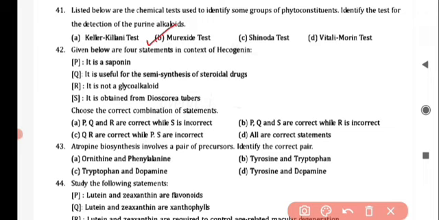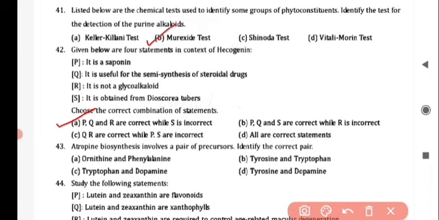Next question is given below are four statements in context of hecogenin. P is it is a saponin. Q is it is useful for the semi-synthesis of steroidal drugs. R is it is not a glycoalkaloid. S is it is obtained from Dioscorea tubers. Now choose the correct combination of statements. So the correct answer is option A, that is P, Q and R are correct while S is incorrect.